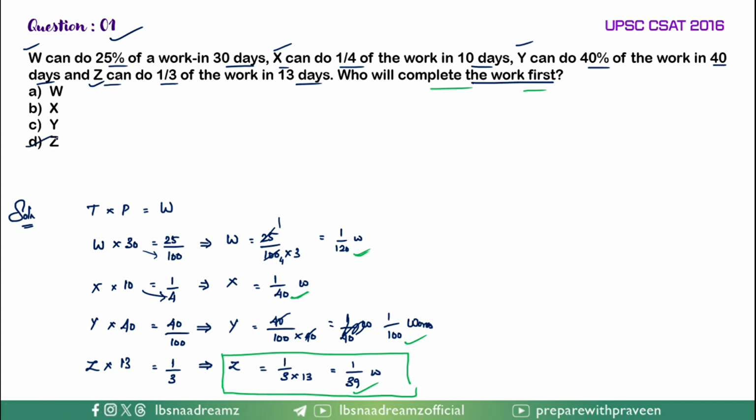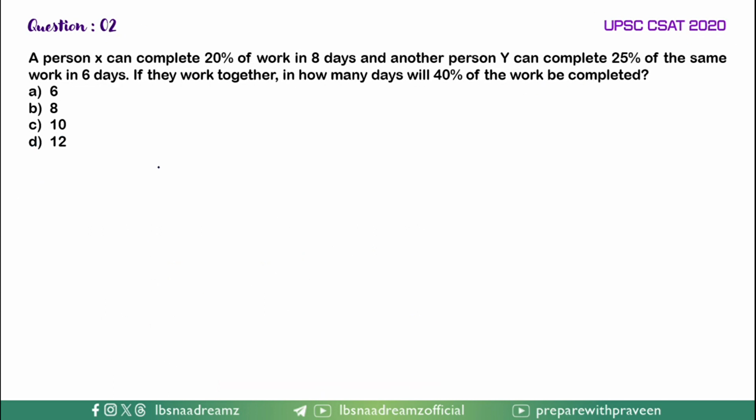So option D, yes, option D is the right answer. So easy, right? This question was asked in 2016. Question 2. A person X can complete 20% of a work in 8 days and another person Y can complete 25% of the same work in 6 days. If they work together, in how many days will 40% of the work be completed?